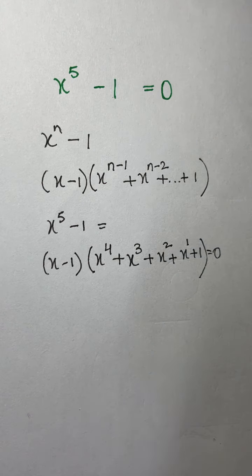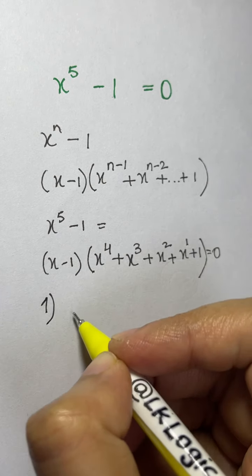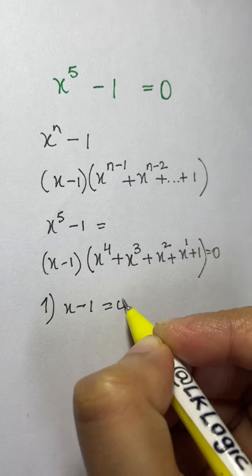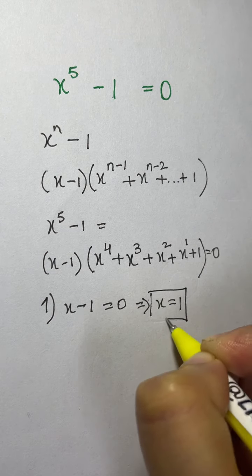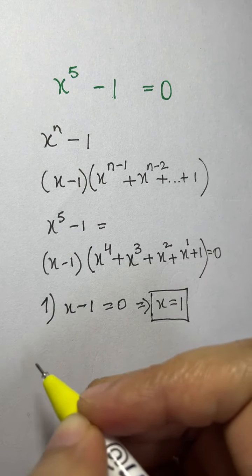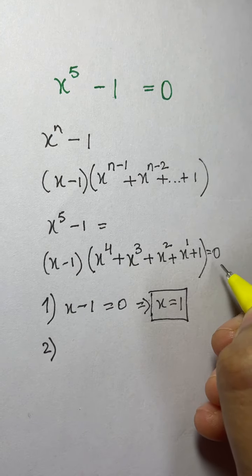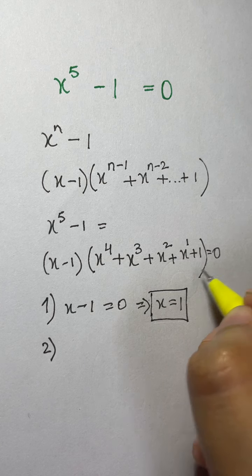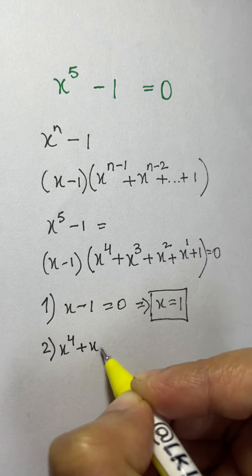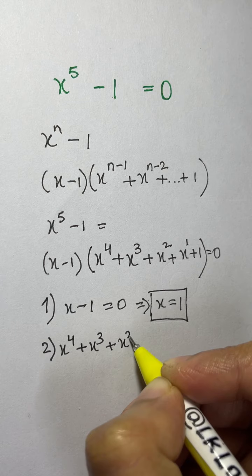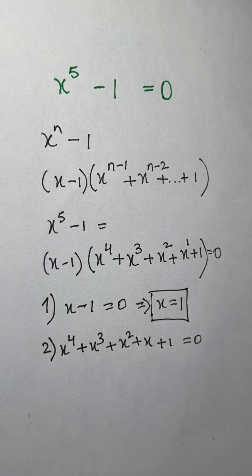Now there are two cases. The first case is x minus 1 equals to 0. So here you can say that x is equal to 1. Alright, now the second case which we are talking about is this whole term equals to 0. Now that's not easy to solve, right? Let's see. We're going to write x to the power of 4 plus x cubed plus x squared plus x plus 1 is equal to 0.